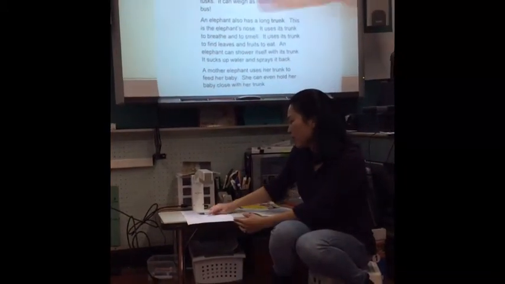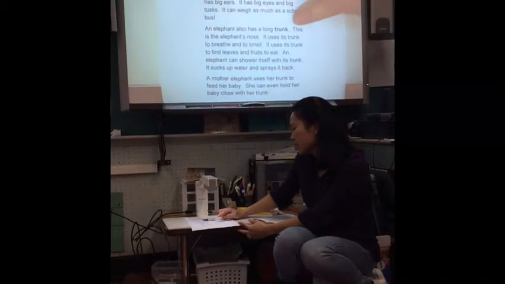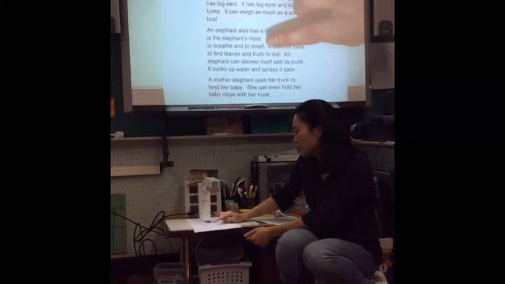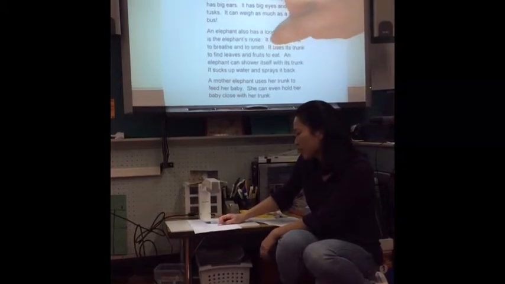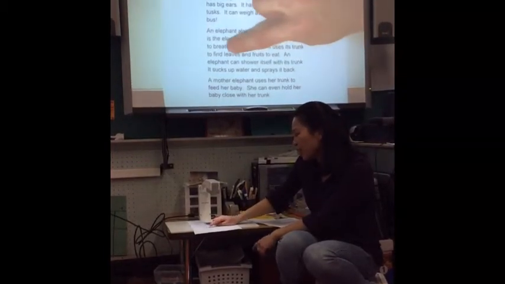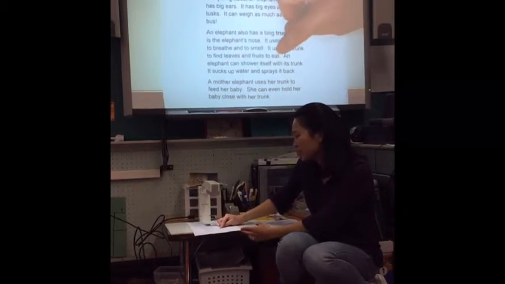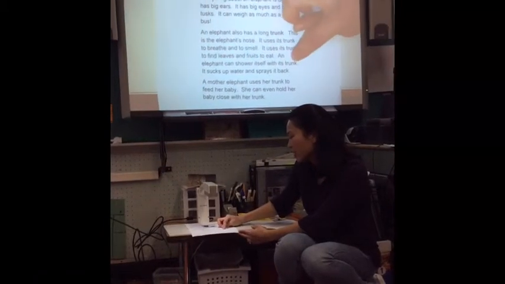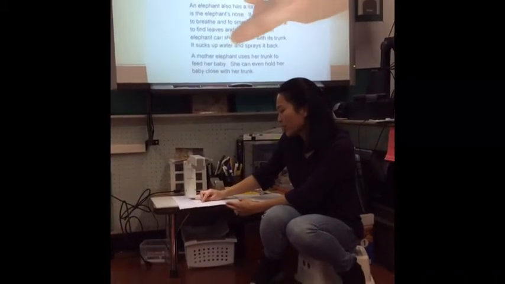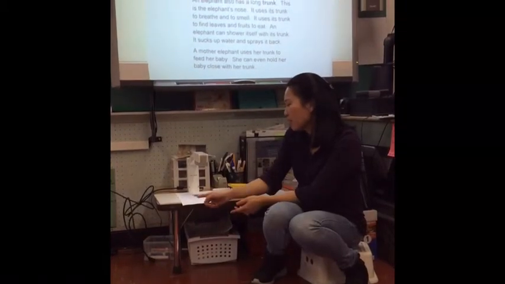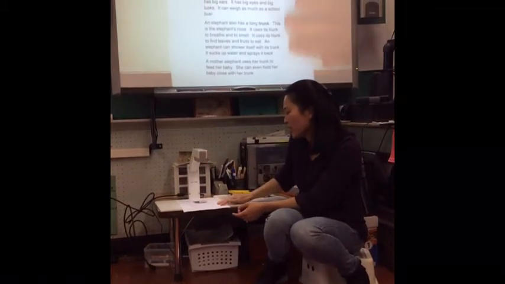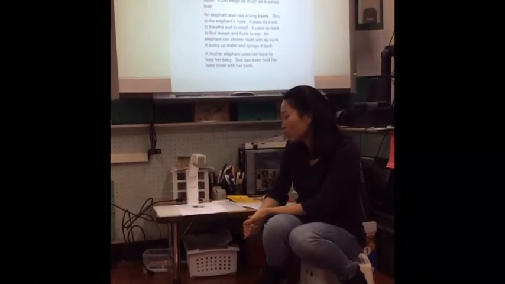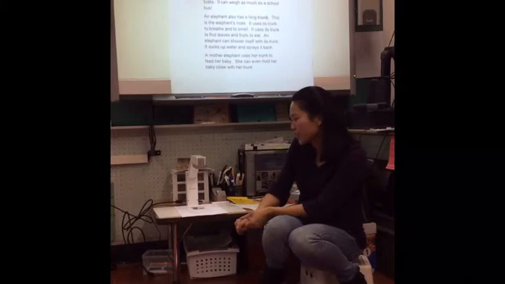An elephant also has a long trunk. This is the elephant's nose. It uses its trunk to breathe and to smell. It uses its trunk to find leaves and fruits to eat. An elephant can shower itself with its trunk. It sucks up water and sprays it back. A mother elephant uses her trunk to feed her baby. She can even hold her baby close with her trunk.